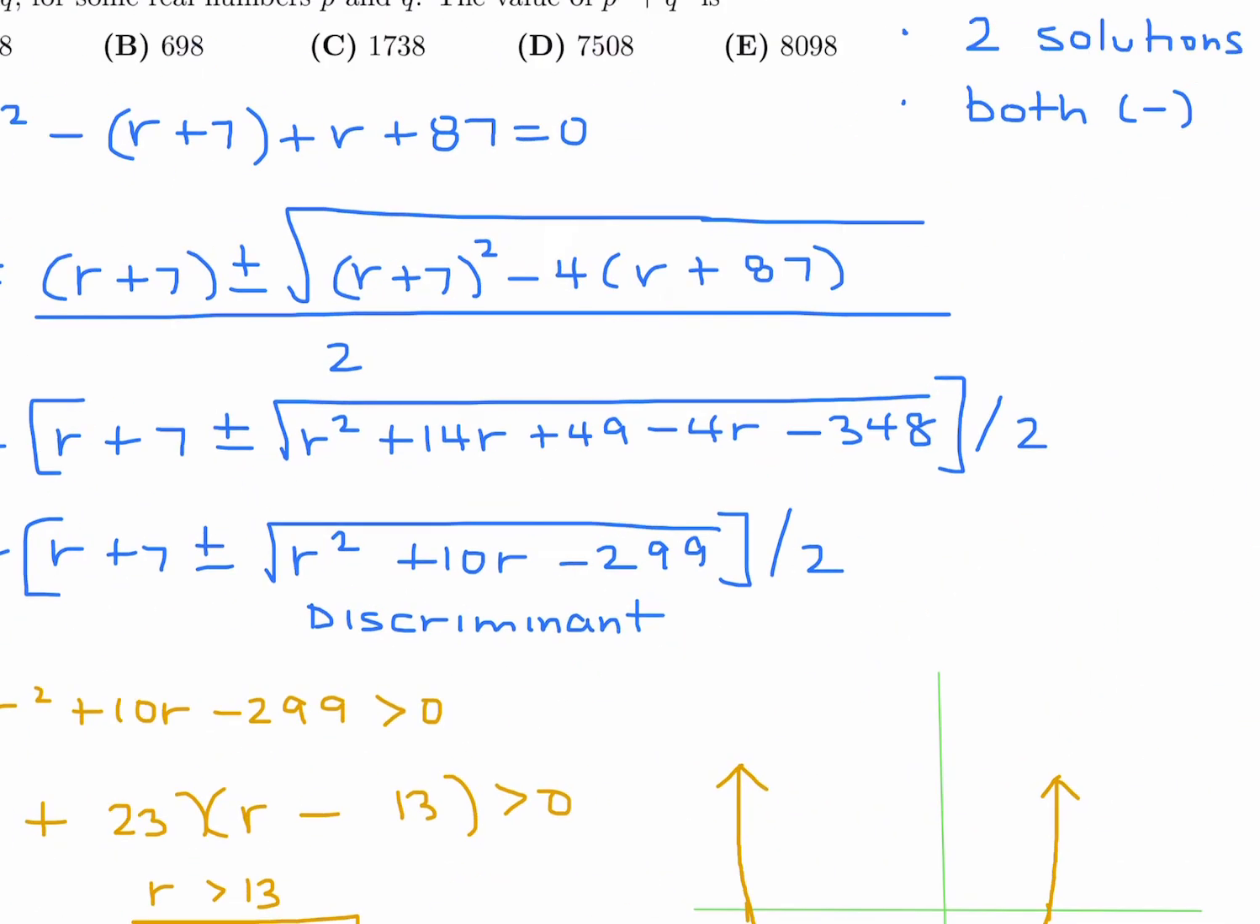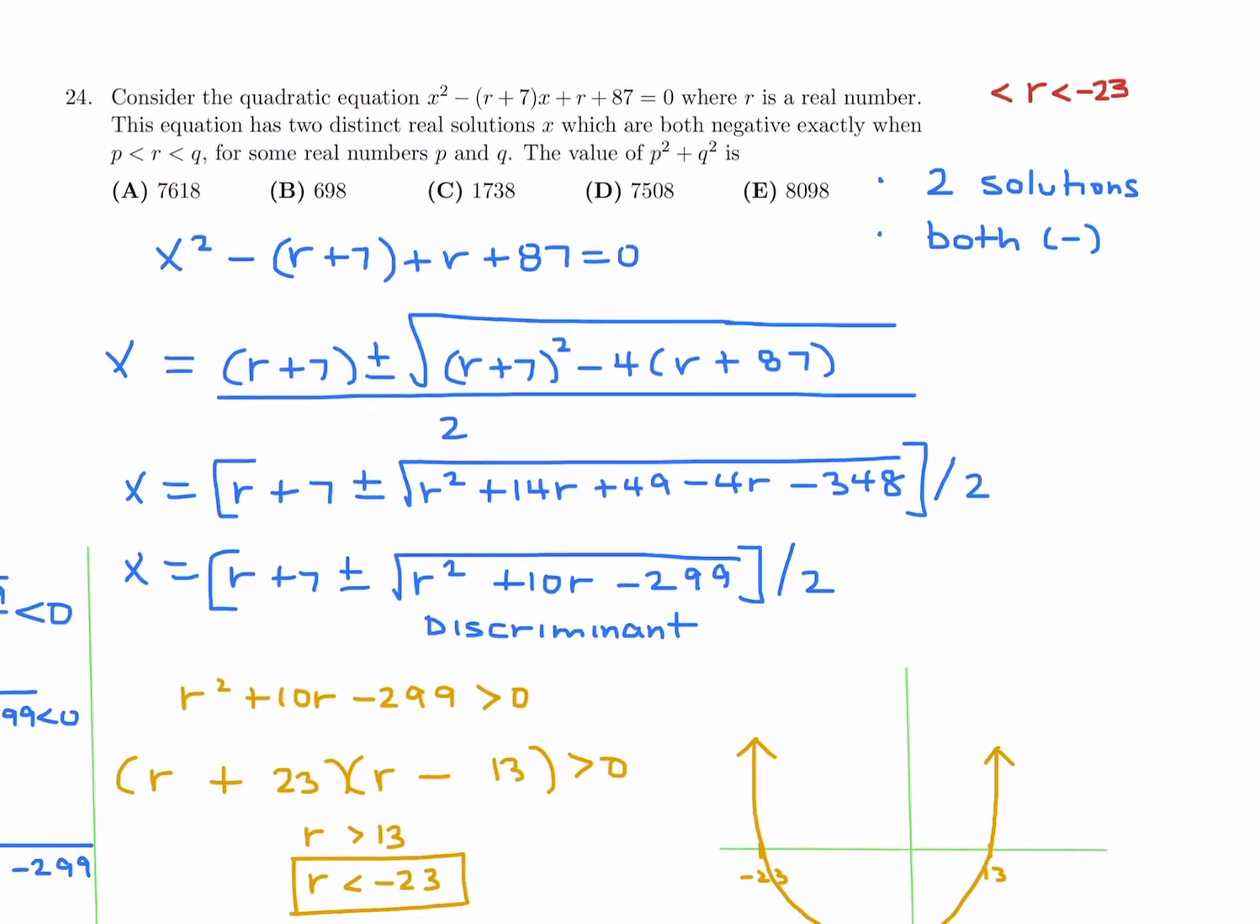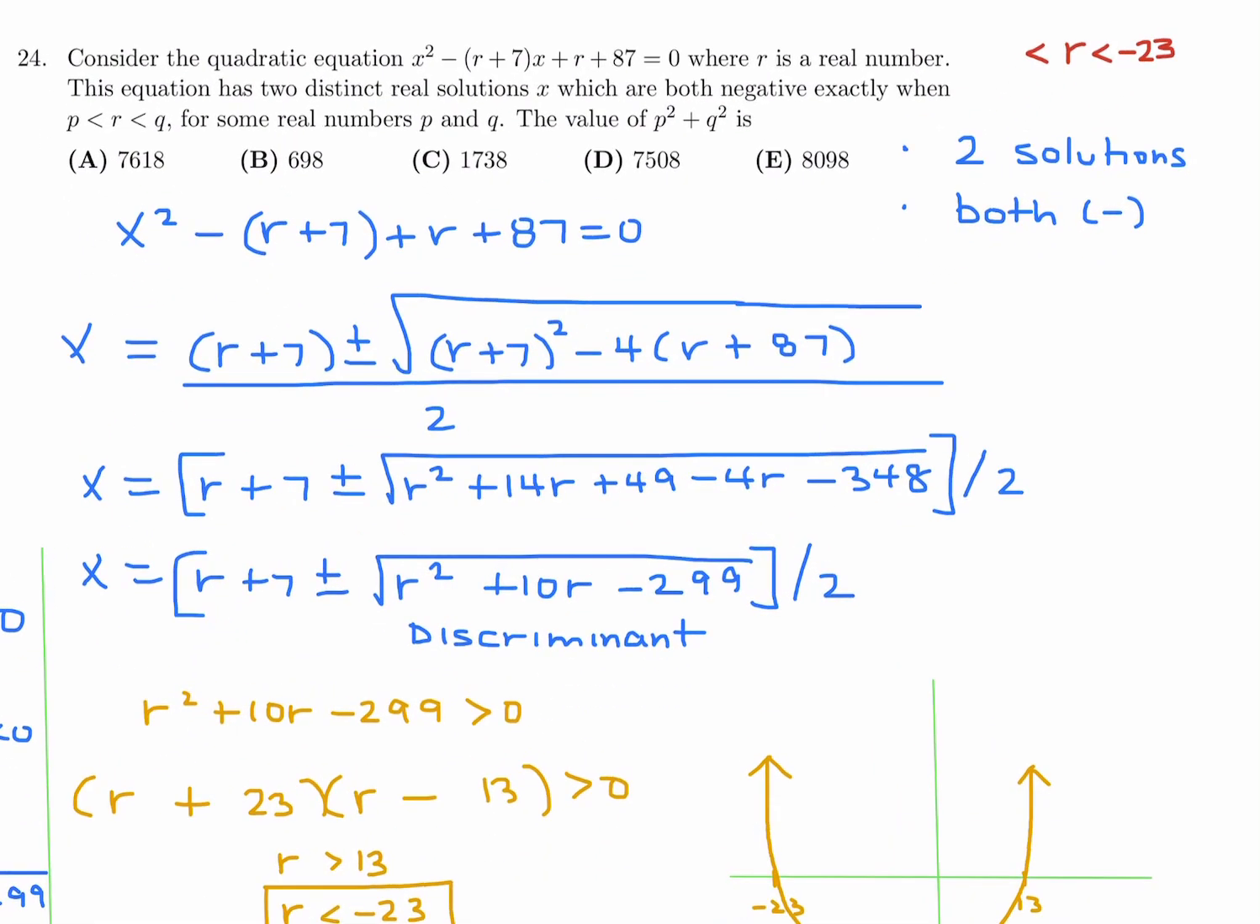So I go back, and that's exactly what I needed. I needed something that r was greater than. So r is greater than minus 87. There you go. I just got that inequality.